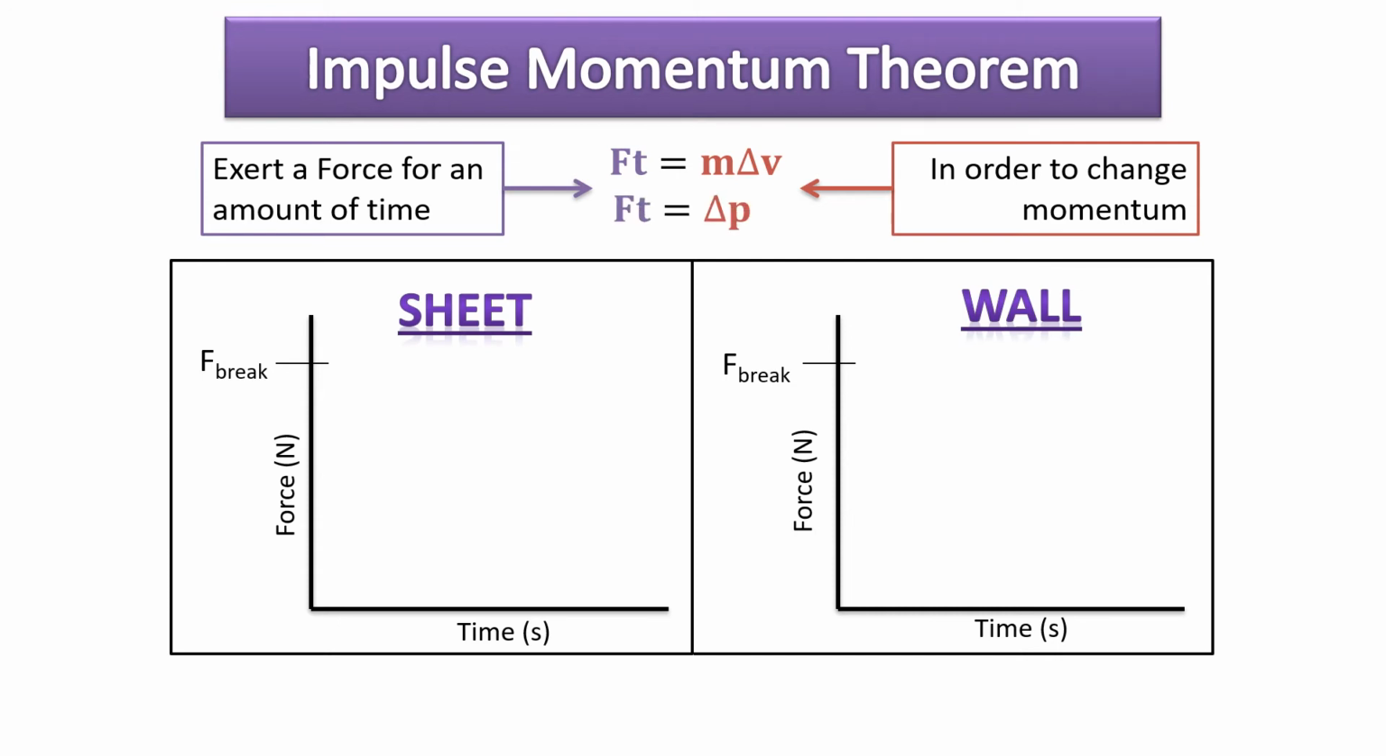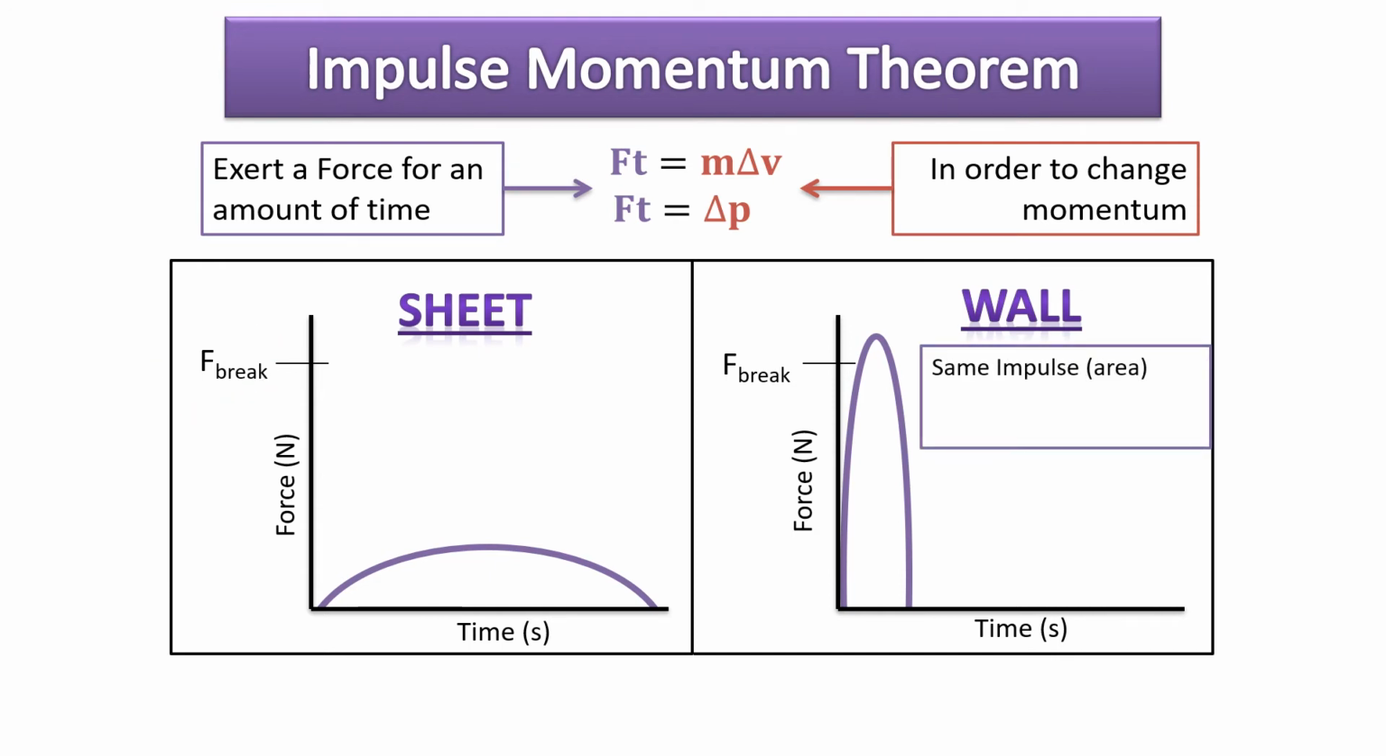For the sheet, the force is acted over a longer period of time because the sheet has more give to it. For the wall, it's a very short amount of time to get the same change in momentum. And you could see, well, we'll talk about that later. The impulse is the area under the curve, and if you calculated both those areas, they would be the same. So it's the same impulse, but it's a different force and a different time.